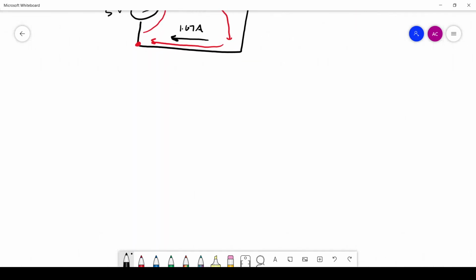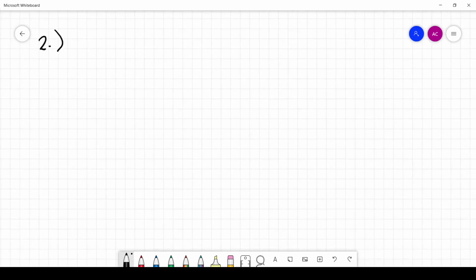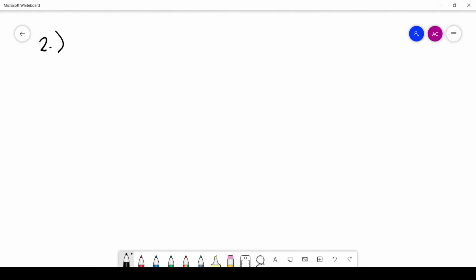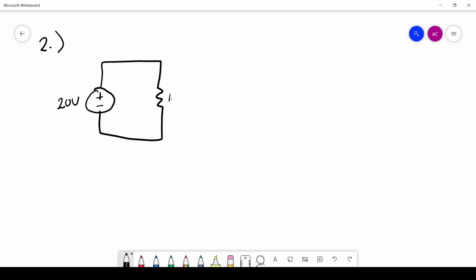So that was pretty easy. Don't think all of them are going to be this easy. They're going to get a little bit harder as we keep going, but now we can move on to number 2. So number 2. This time we have a 20-volt source. And then we have one resistor here. This is a 10 ohm resistor. Then we have another resistor over here. This is a 5 ohm resistor.